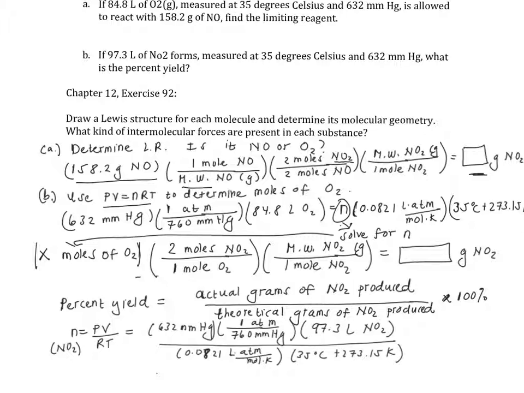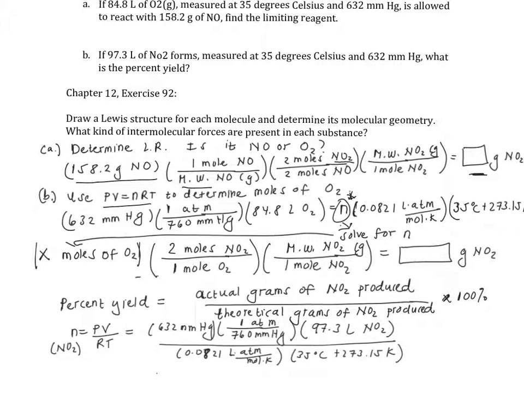Now we're going to use the ideal gas law to determine the moles of O2. So we plug in our pressure. We have to make sure to convert it to atmospheres because our gas constant, which is R, has ATM in it. So we're going to divide by 760 millimeters of mercury to get our ATM. We're given our volume that the oxygen occupies, which is 84.8 liters. Then our variable that we're solving for is n, which stands for the moles of our oxygen gas.